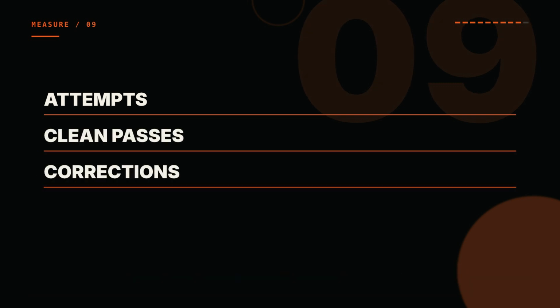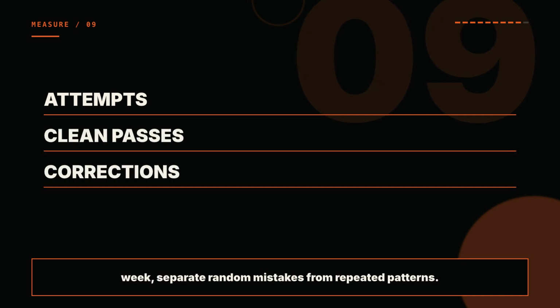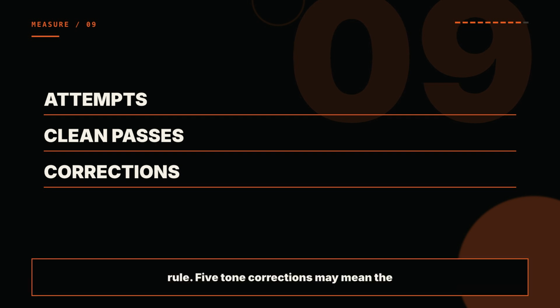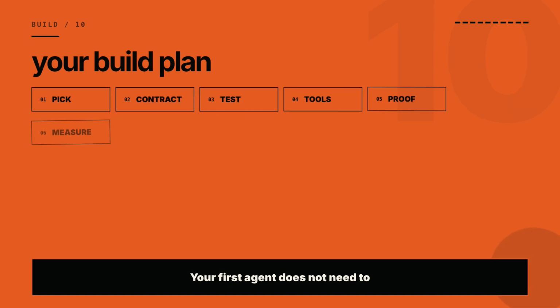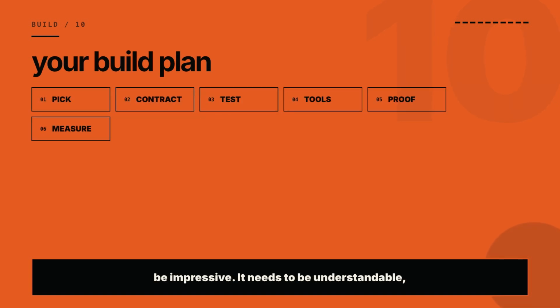At the end of the week, separate random mistakes from repeated patterns. One unusual input may require an exception rule. Five tone corrections may mean the output definition is weak. Repeated missing data may mean the task is not ready for automation. Your first agent does not need to be impressive. It needs to be understandable, testable, and useful.